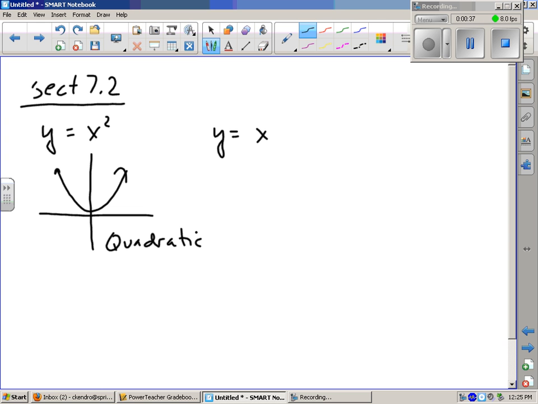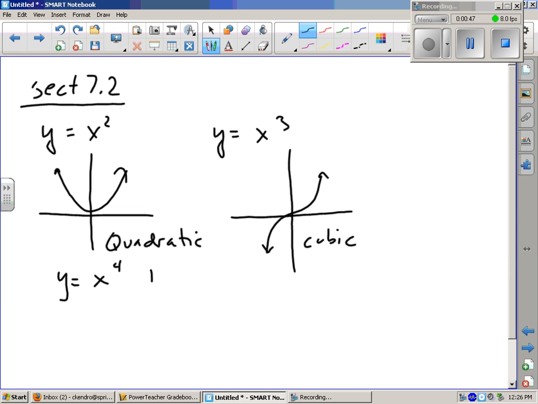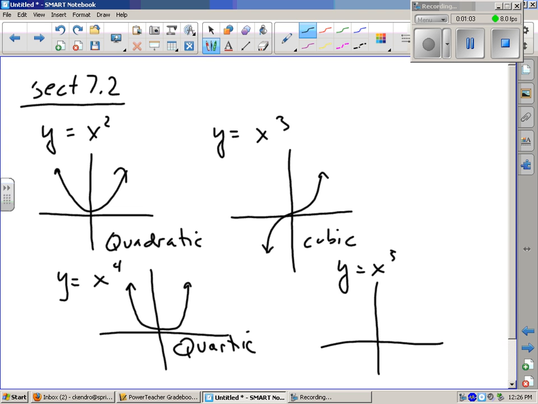Y equals x cubed actually kind of looks like the tangent wave, and it's a cubic function. Y equals x to the fourth just flattens out a lot more at the bottom, but it looks a lot like the parabola. This is called quartic. And x to the fifth looks like the third, but again, it's flattened out a lot more at the origin. And this is called quintic.